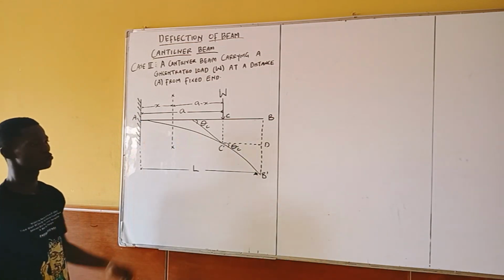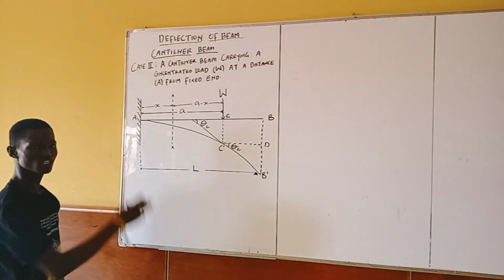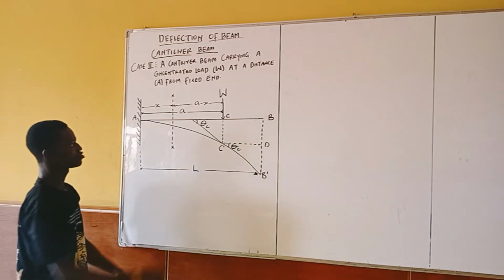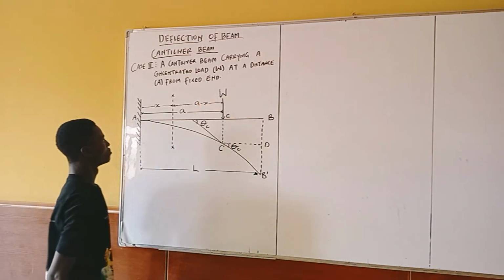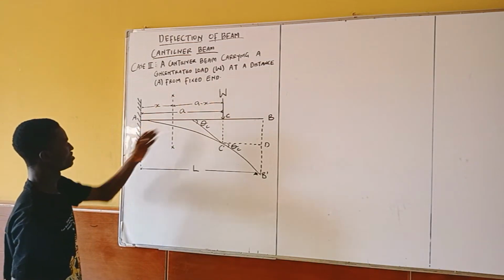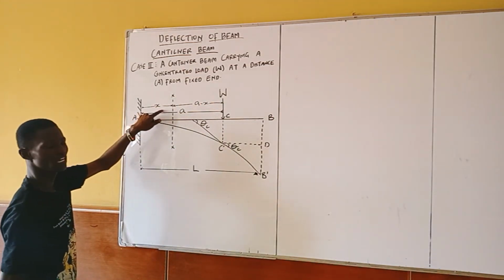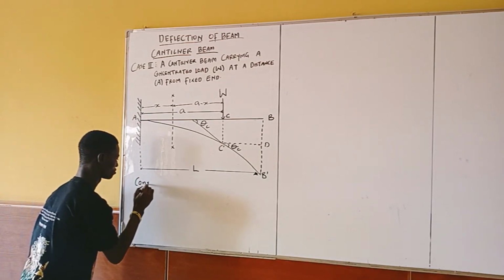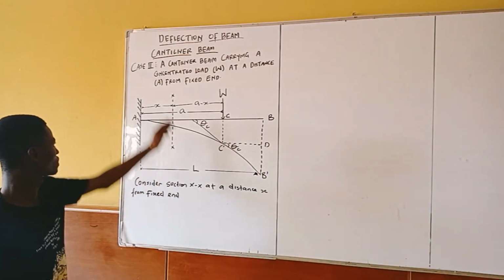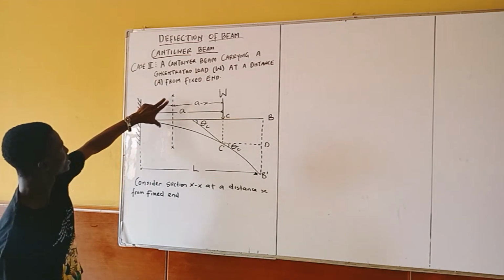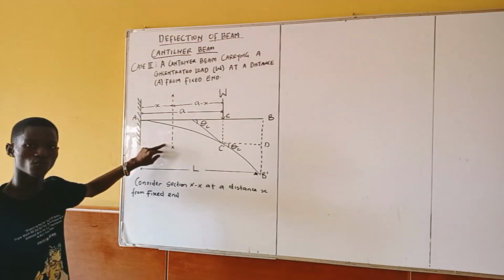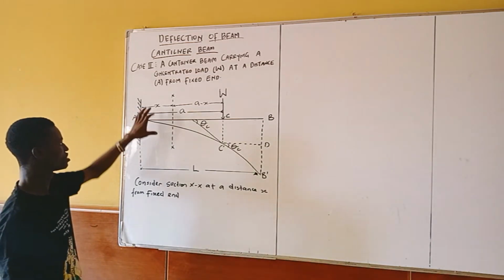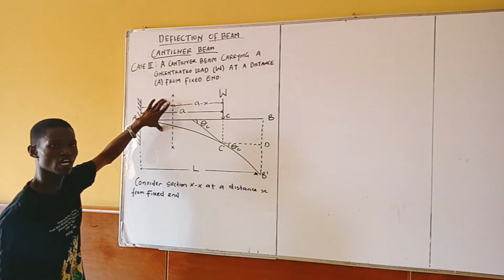So for us to know the deflection at any section of this beam, we need to consider any section. You can decide to consider this section if you wish, but me, I'm choosing to consider this section, which is at a distance X from the fixed end. So now, considering section XX, I need to find my moment at this point. We know that moment is force times perpendicular distance.